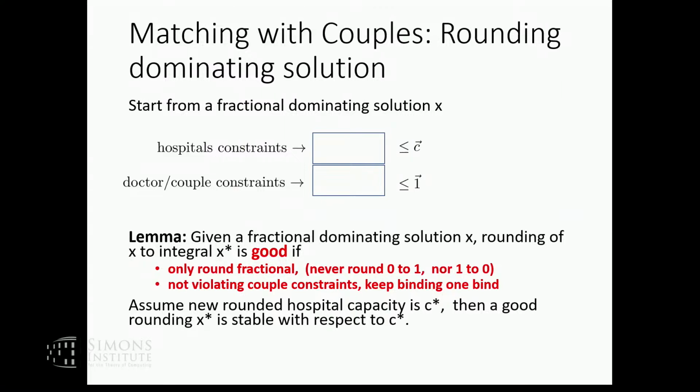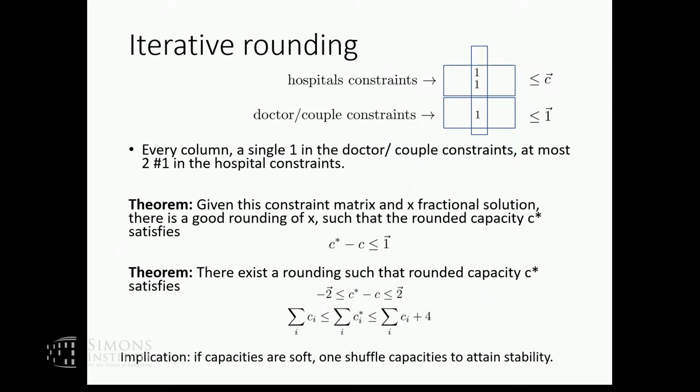If X star is a good routing of the dominating solutions, then X star will be a stable solution with respect to C star. Okay, so that is really the heart of this routing algorithm. We have to be quite careful in the way we route. So can we get that routing? So yes. Look at the lemma here.